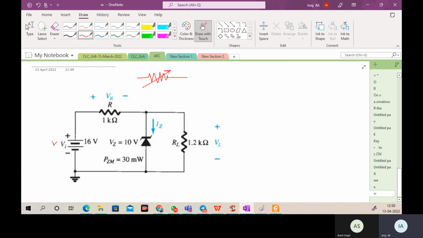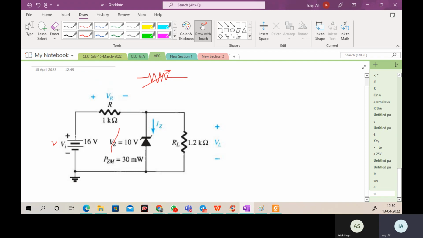So RL is fixed. Why? Because this variable symbol is no longer there. RL is fixed. Simple. Done? Got the point? So my V is fixed because it is a DC source. How can I change this one? Simple. And my RL is fixed. Why? Arrow is not there. Simple. That means it is no longer variable.